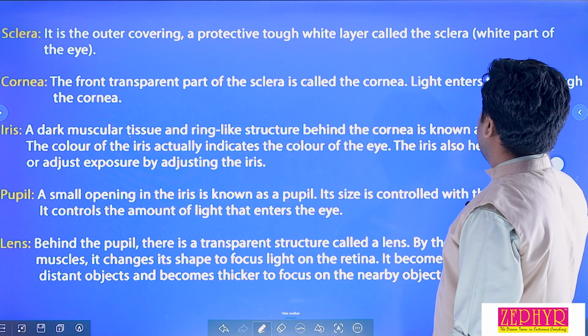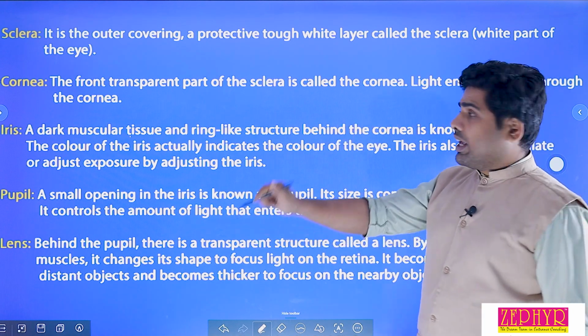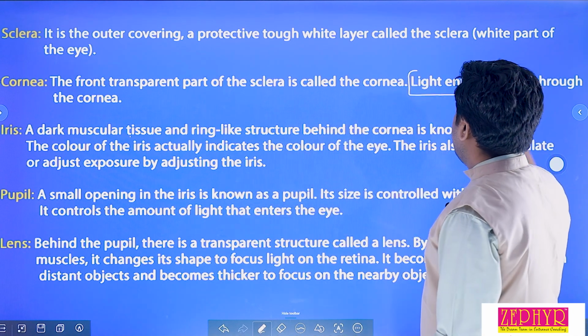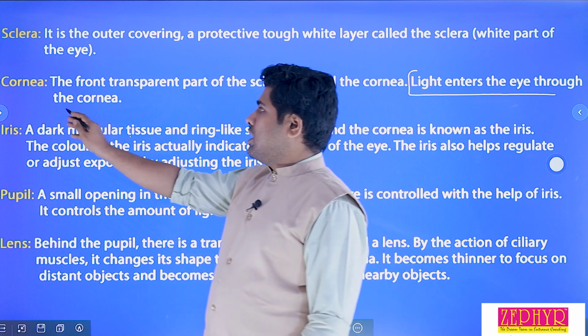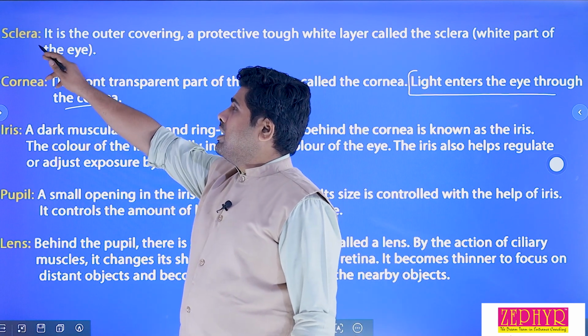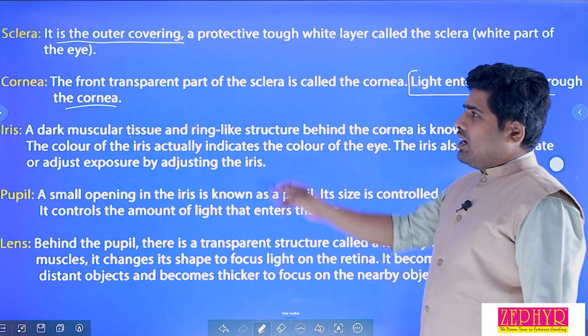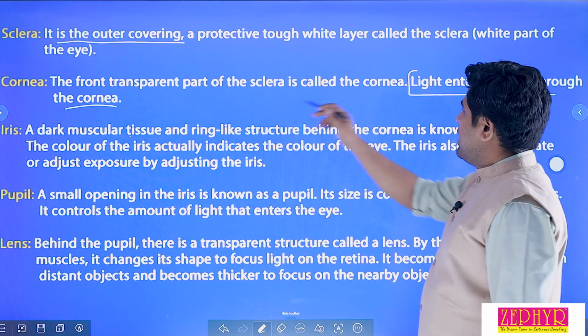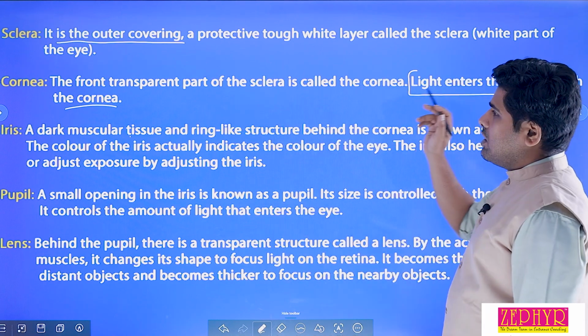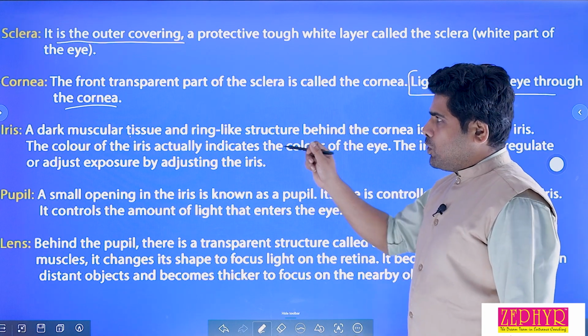Light enters the eye through the cornea. So it is very important, light enters the eye through the cornea. Related to sclera, the important thing is that it is the outer covering. According to cornea, it is the light entering part of the human eye.